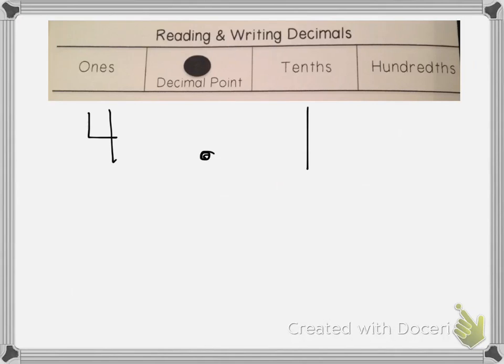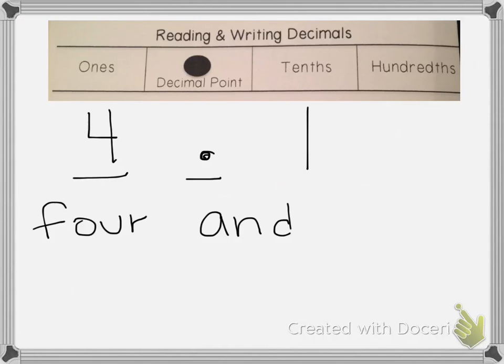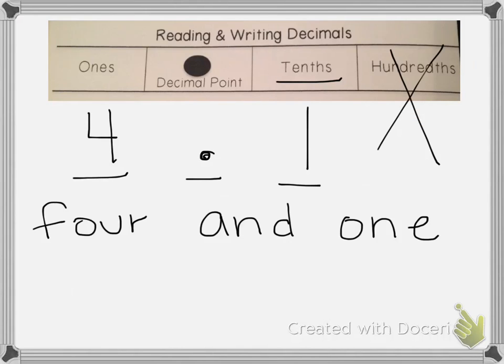Okay, let's do one last example. So remember, we're going to read everything to the left of the decimal point first. So 4. The decimal point tells us to say and. Then we read what's to the right of the decimal point, 1. Then we look at the last digit and see what place it's in. It's in the tenths. Again, we don't have anything in the hundredths in this number. Since 1 is singular, I'm not going to put the S at the end of tenths because I only have one of them. So I would read this 4 and 1 tenth.